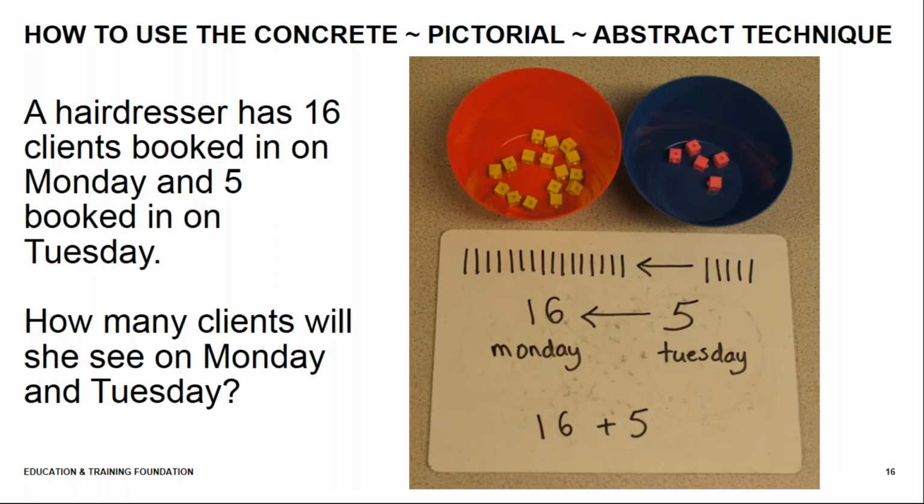So I have replicated this based on answers actually given by students for the purpose of this presentation. As I said before, there is no right and wrong way to do the concrete and pictorial. It is whatever works best for the student. In this question, the student has chosen to use two bowls to show the 2 different days in the question, and fill each with cubes to represent the number of clients booked in on each day. They have then converted this to dashes and used an arrow to show the 2 numbers are put together, and the student was then supported to select add as the operator needed to complete the number sentence.